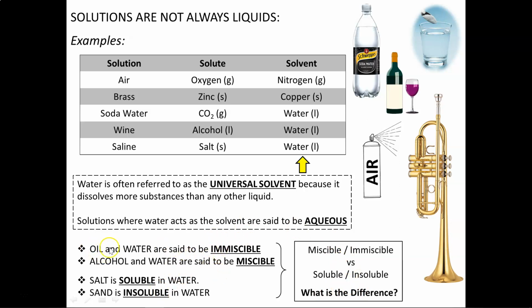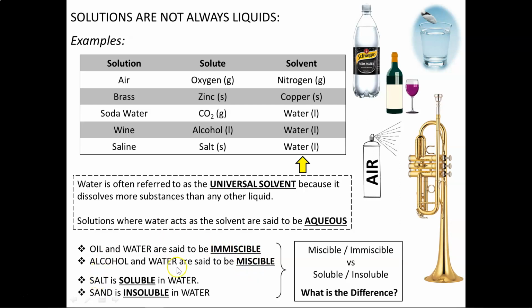Well, if you'll notice, oil and water are in the same state. They're both liquids. Alcohol and water, they're both in the same state. Liquids. So if the solute and the solvent are in the same state, we use these terms: miscible, meaning they mix well, and immiscible, meaning they don't mix well.